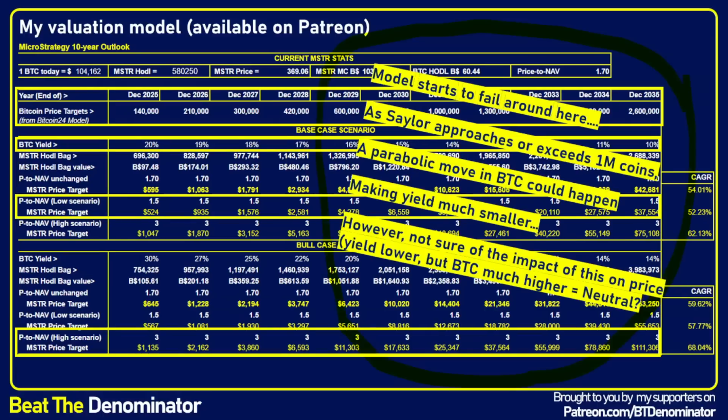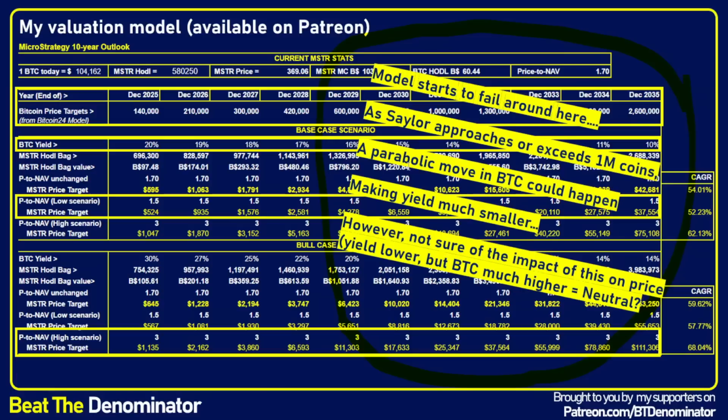A little caveat, and I know that whenever you do these models, the 10 years out model, people are quick to point out, and I agree, that past 2028 or around 2028, when you look out 4 years, 5 years, the model starts to fail. The model should start to fail around here, as Saylor, if and when Saylor approaches or exceeds 1 million coins. Because if you exceed 1 million coins, there's not a lot of things that can happen.